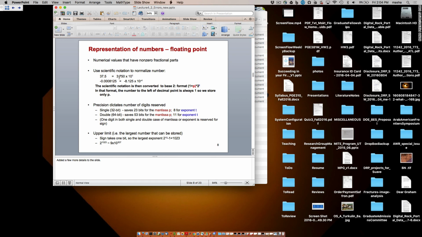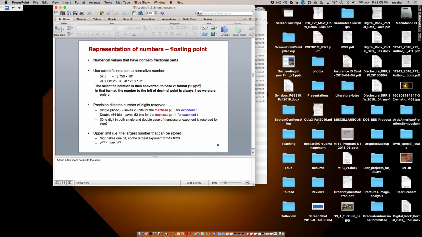And basically you will do that actually in base 2, because our computers are binary animals. So in base 2, since you have to have a number that is sort of larger than 1, you will have a format 1 plus some number p that we are referring to as mantissa times 2 to the exponent t. And now what you're storing, okay, you're storing p, and you're storing t in the computer.